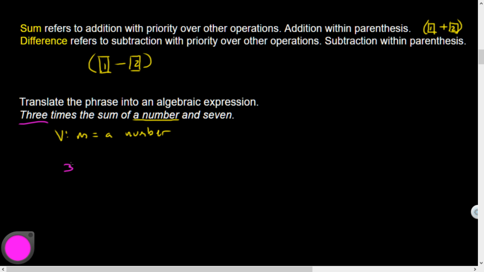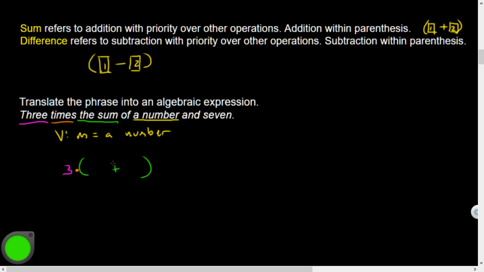So I'm going to write 3. I heard the word 3, I write the number 3, times. Which operation is that going to be? Does it mean you just check the clock and write down whatever time it is? What operation? Multiplication. And now I hear the phrase the sum, which is an operation, and it means addition with priority. So I'm going to write plus, but with parentheses.